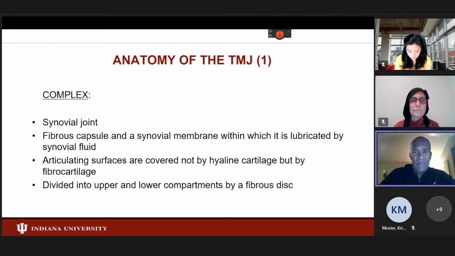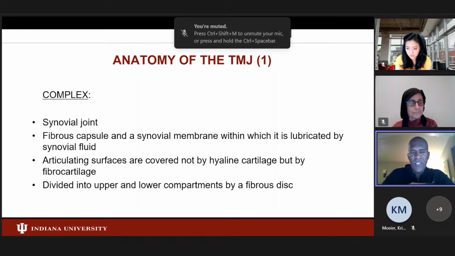Now, a bit about the anatomy. The TMJ is a complex joint. It's a synovial joint, as I'm sure you no doubt know. The joint is an encapsulated structure, so it's surrounded by the fibrous capsule, and within it, it is bathed by synovial fluid and lined by synovial membrane. The articulating surfaces of the joint that move over each other are lined not by hyaline cartilage, but by a much more robust fibrocartilage. The TMJ is arguably the most used joint in the human body.